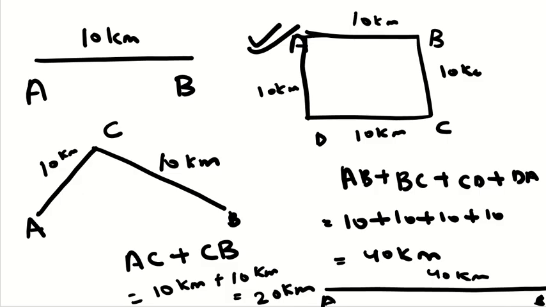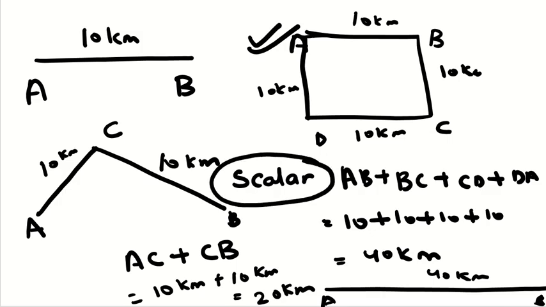Because we are not caring about the direction in which the object is moving, we can say that distance is a scalar quantity. A scalar quantity is a quantity which does not depend on the direction in which it is taking place. It only depends upon the magnitude, the amount, and distance is a scalar quantity.